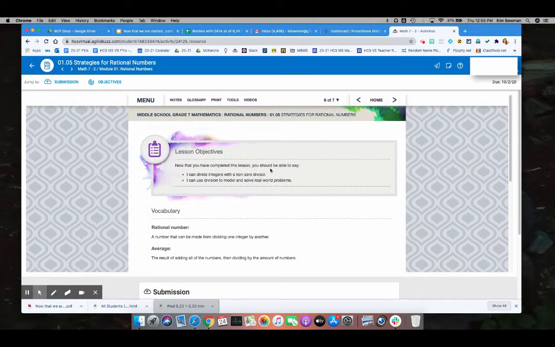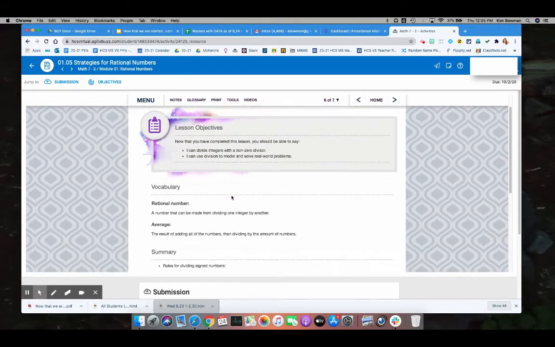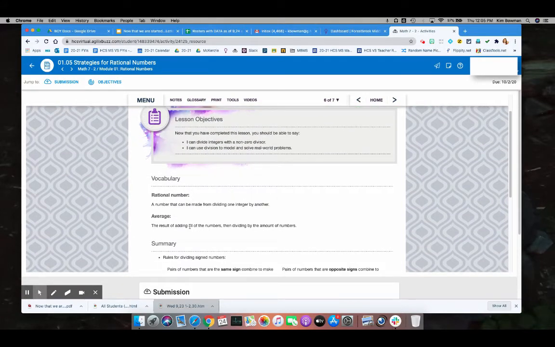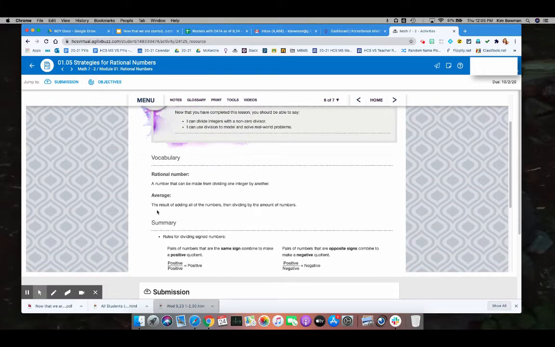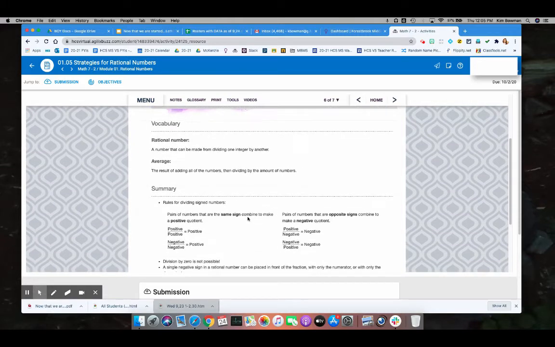Okay, lesson objectives. Now that you've completed the lesson, you should be able to say, I can divide integers with a non-zero divisor, and I can use division to model and solve real-world problems. Here's your vocabulary. You need to read these and make sure you understand. A rational number is a number that can be made from dividing one integer by another. The average is a result of adding all numbers and dividing by the amount of numbers.